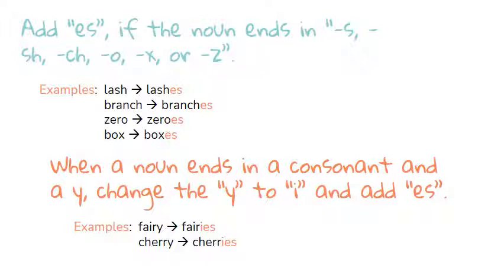When a noun ends in a consonant and a y, so if the noun ends with a y and before the y I have a consonant letter, we have to change the y to i and add es. Example, fairy, fairies. So you notice that we changed the y into i and then we added es. Cherry, cherries. We changed the y into i and then we added es.